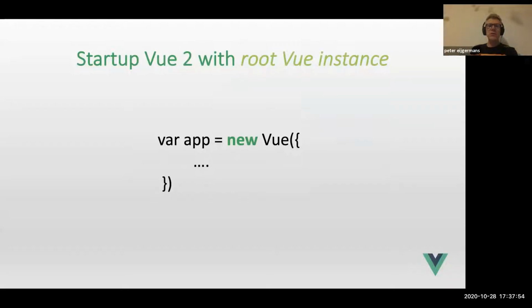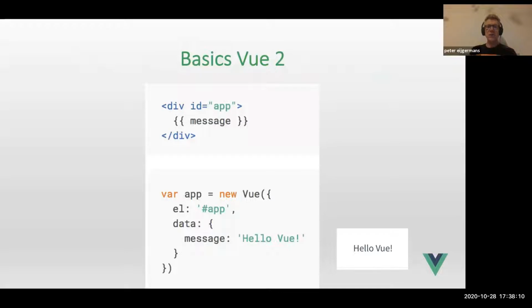So, start up with Vue 2. How do we do this? We did it with a root Vue instance. This is the way we start a Vue application in the old way. Here you see a simple example of how we did this in Vue 2. Underneath you see a new Vue instance, and there I also define the data in the data section, my message, and the message will be rendered in the div upstairs.